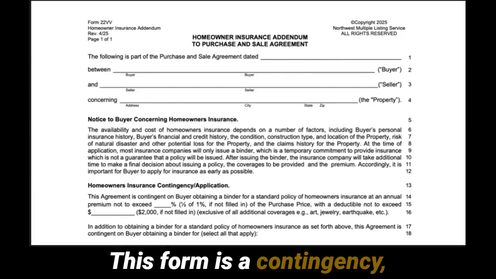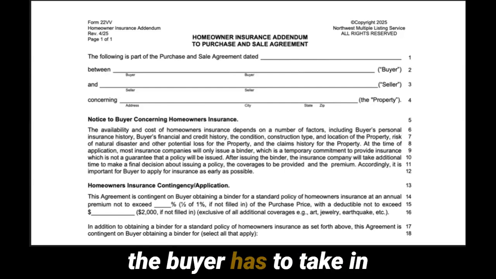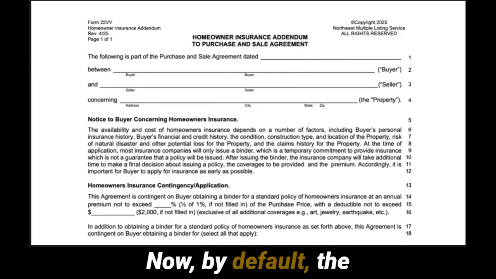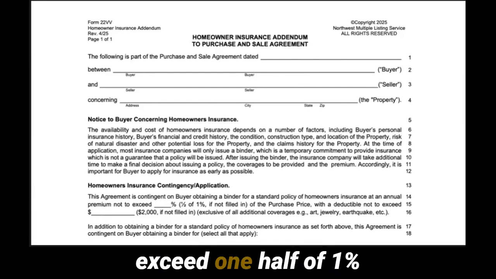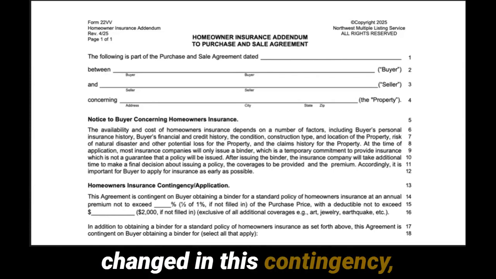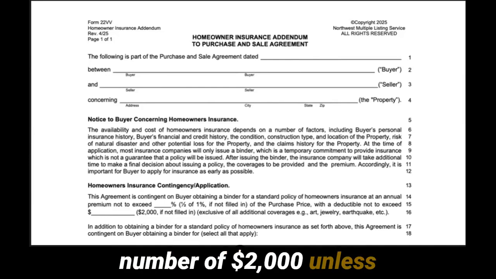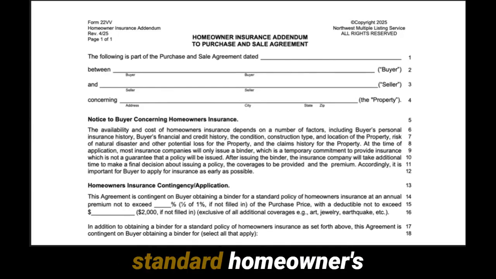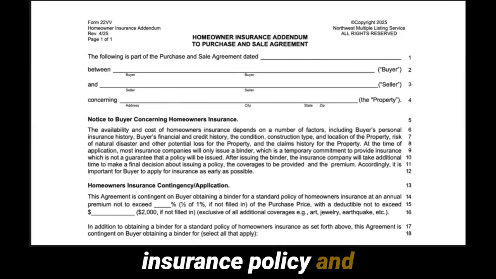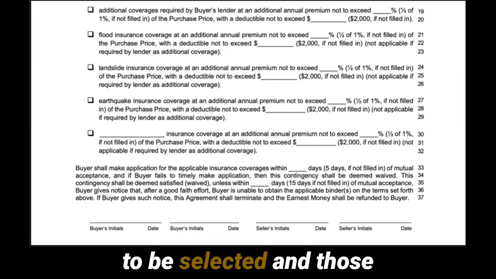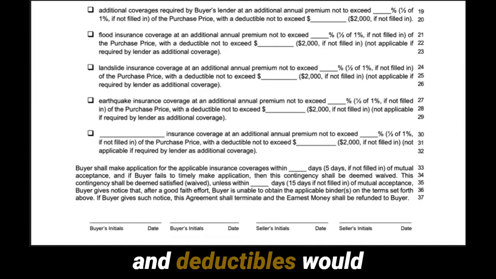This form is a contingency, so it does create an action the buyer has to take in order to retain the protection of that contingency. Now, by default, the premium is not going to exceed 0.5% of the purchase price. That amount can be changed in this contingency. And the deductible is not to exceed a default number of $2,000 unless another amount is put in. This is for obtaining a standard homeowner's insurance policy and nothing additional. If additional coverage is needed, extra boxes have to be selected, and those insurance premiums and deductibles would have to be noted unless the default is used.